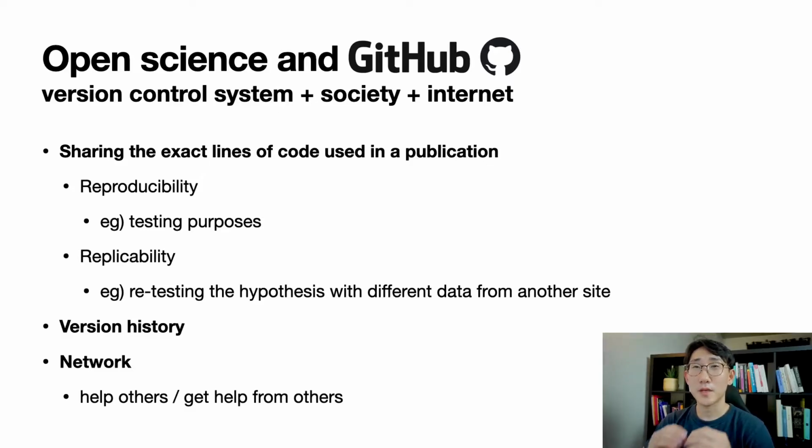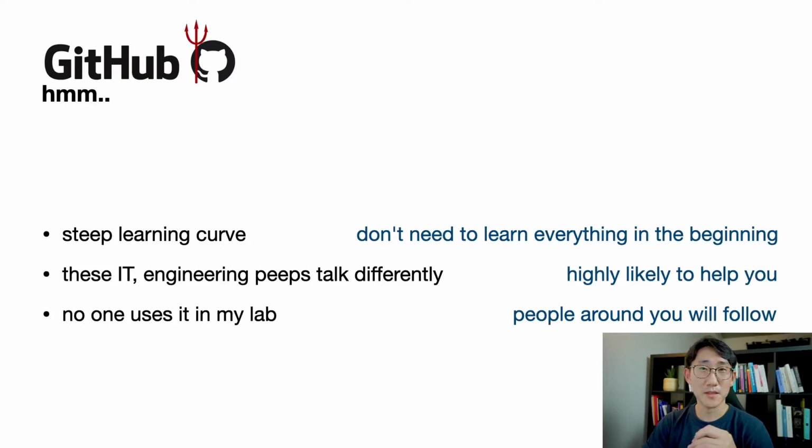However, not many people actually use this in science. Why? It has a steep learning curve. It can appear quite difficult if you try to dive into every function of GitHub because it's quite a massive system. And also, if you read through different threads, you don't understand the terms that the IT and engineering people use, and they sound like they're talking differently, and literally no one uses it around me. That's the problem. However, you don't have to learn everything in the beginning, so you can just learn a few functions in the beginning and then start using it and start sharing and downloading and collaborating with others, and then learn later.